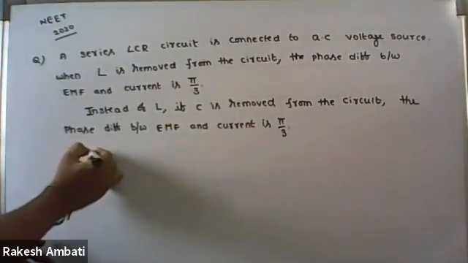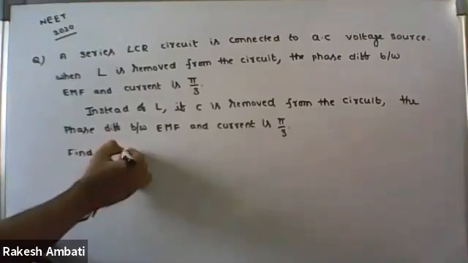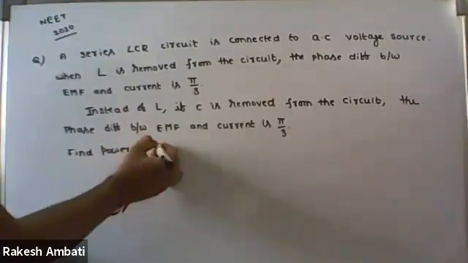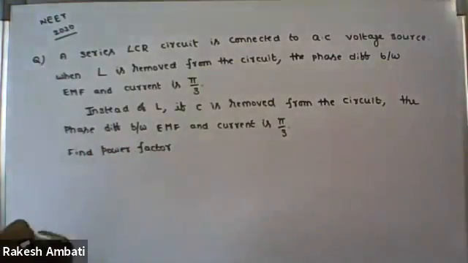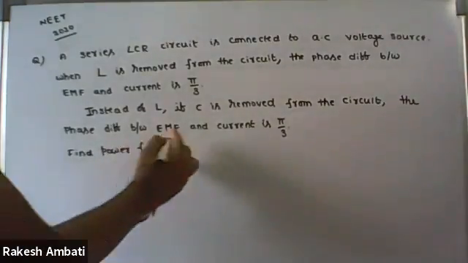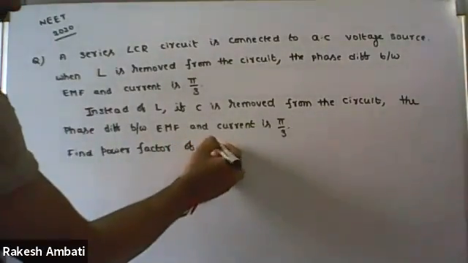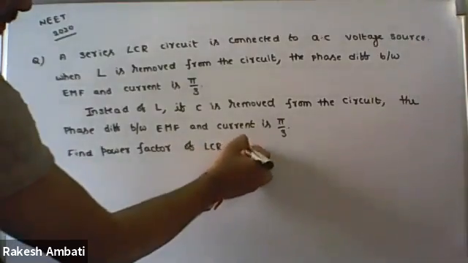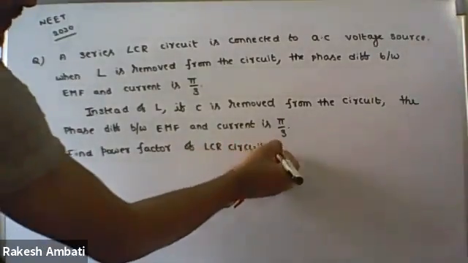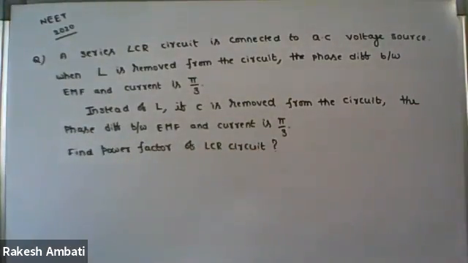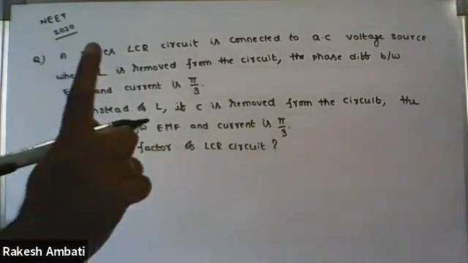Find the power factor. Power factor means cos phi. Okay. Find the power factor of the LCR circuit. 1. 1, correct.